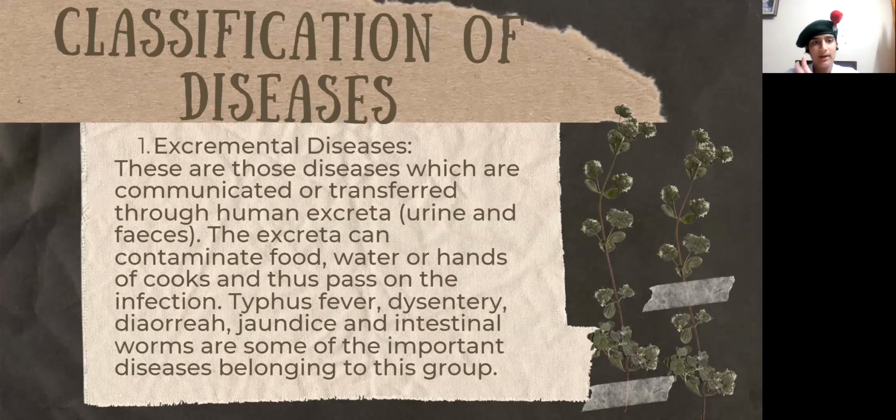Classification of diseases. Number 1 will be excremental diseases. These are those diseases which are communicated or transferred through human excreta, that is urine and feces. The excreta can contaminate food, water, or hands of cooks and thus pass on the infection. Typhus fever, dysentery, diarrhea, jaundice, and intestinal worms are some of the important diseases belonging to this group. So the first type can be excremental diseases. We need to remember, they are those diseases which spread through human excreta. Am I clear?